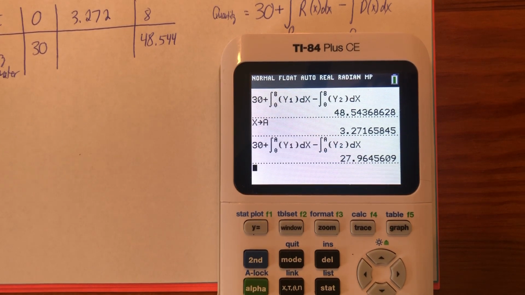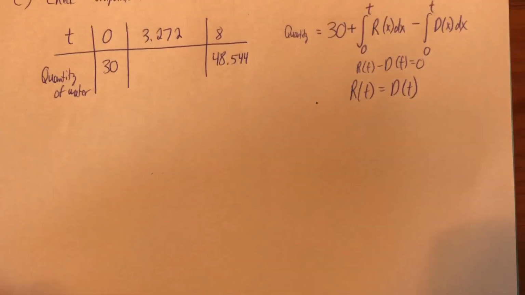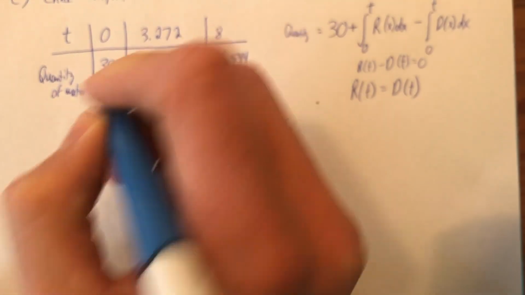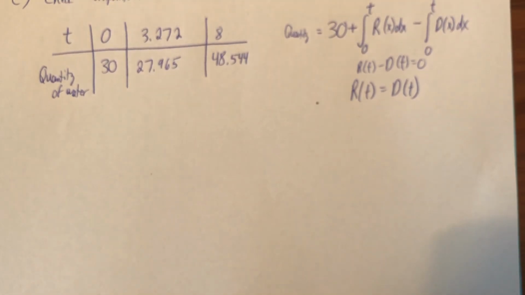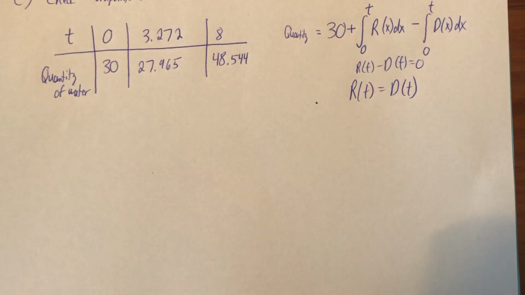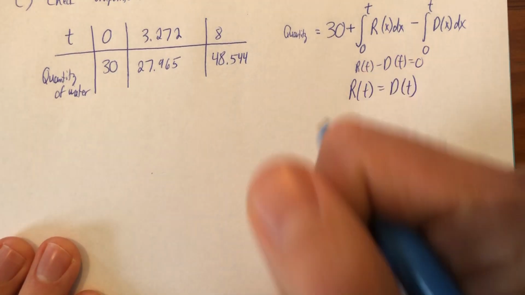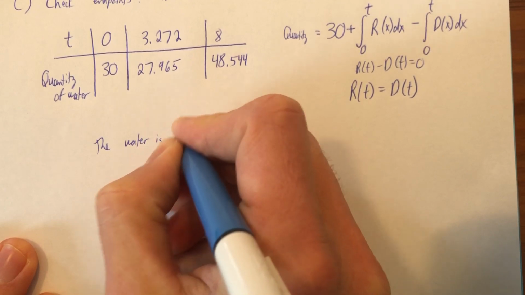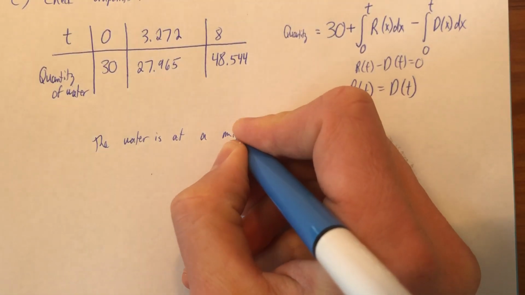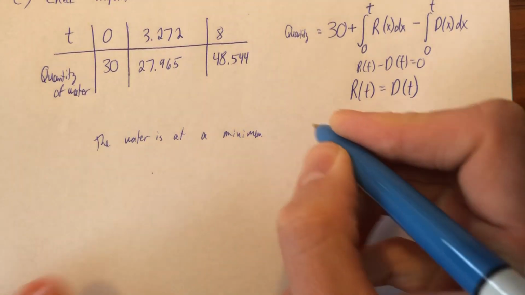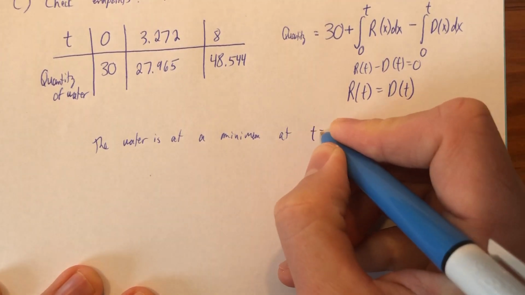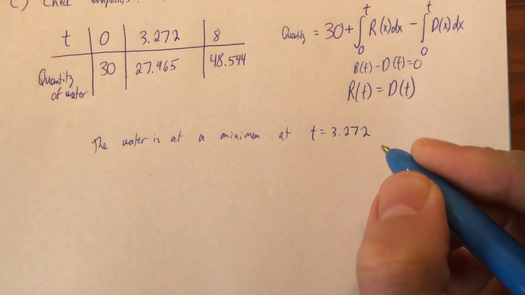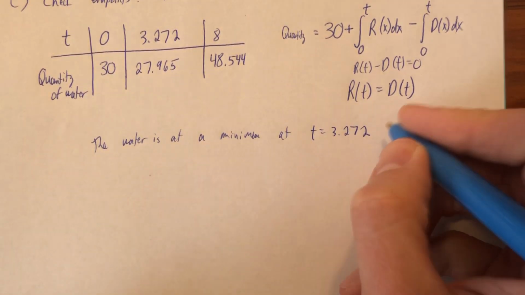All right, well, 27.965. Okay, so at what time is the amount of water in the pipe at a minimum? Justify your answer. The water is at a minimum at t equals 3.272. What is this measured in? Hours? Yes.